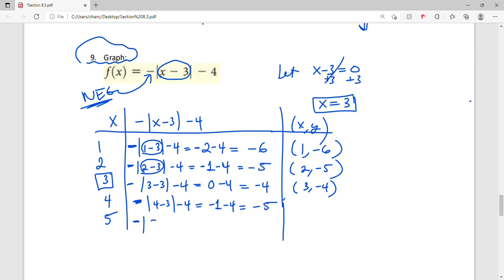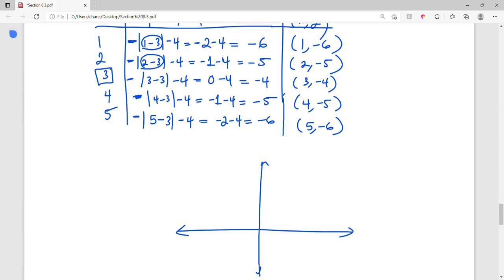For the last one, we substitute in a 5. 5 minus 3 is 2. The absolute value of 2 is positive 2. And so this becomes negative 2 minus 4, or just negative 6. We'll start by plotting the point 1 comma negative 6.